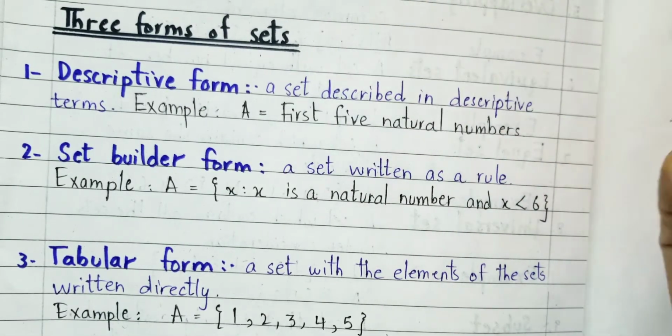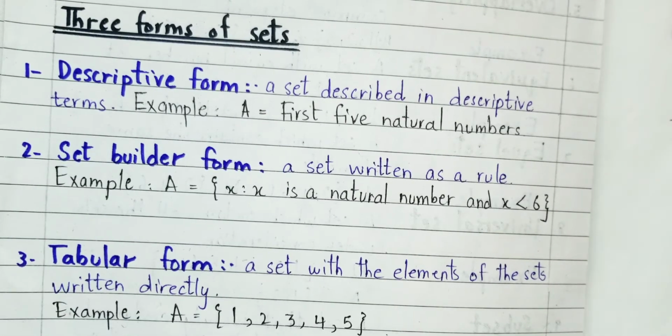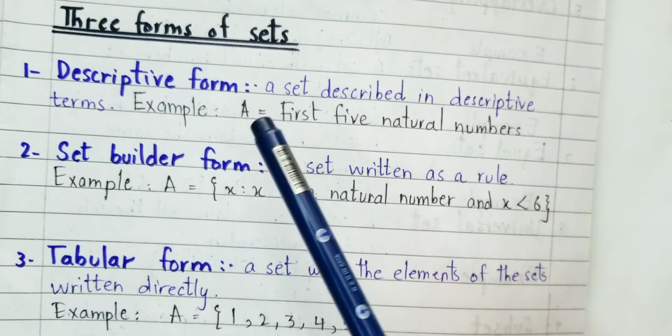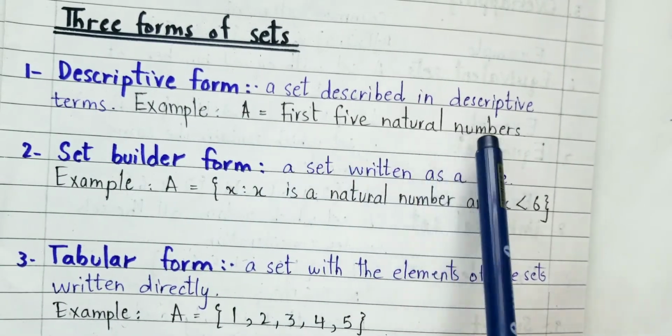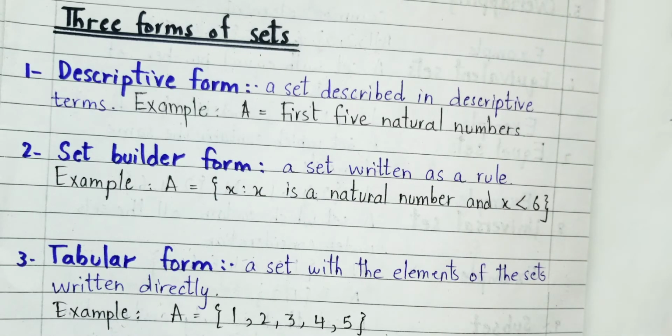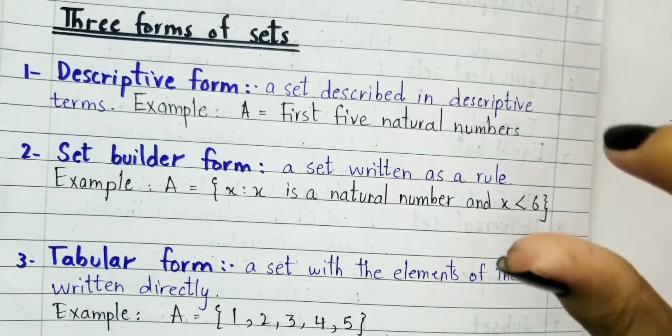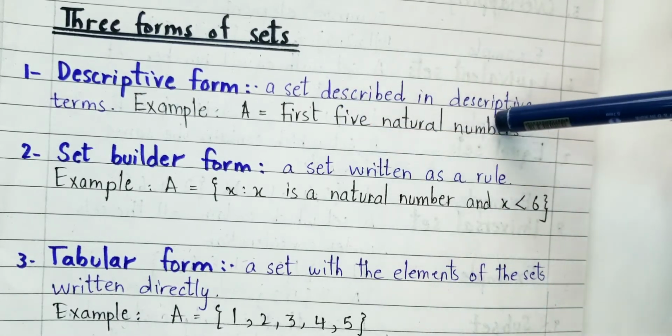So the first form of a set is the descriptive form. The descriptive form is a set that is described in descriptive terms, or described completely in words. Let's suppose the example is given to you. Set A is equal to first 5 natural numbers. So I have here explained the set, that the set will be composed of the first 5 natural numbers.